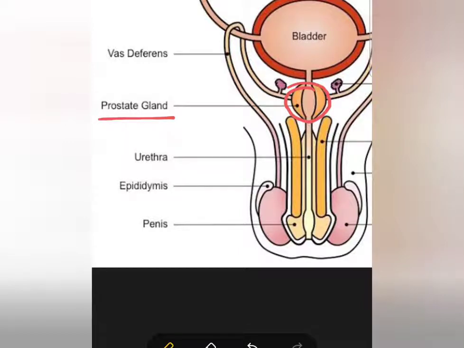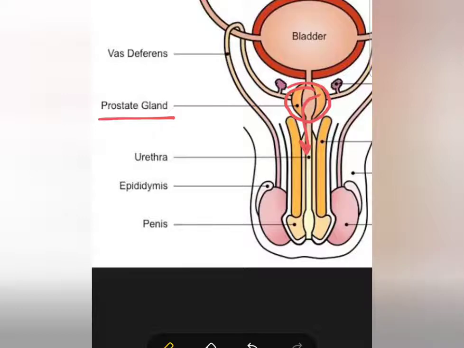Discharges are secreted from this prostate gland, and they are secreted where? Within the urethra. Okay, and what is the usefulness of these secretions? They make the inner tube-like portion of the urethra slippery, so that the sperm within the semen can be discharged easily, can go out of the body easily.